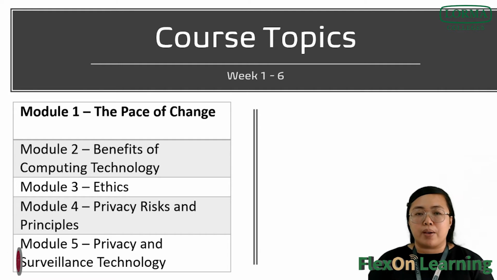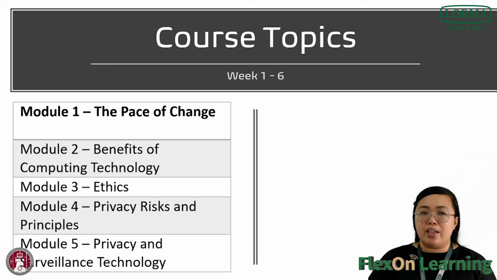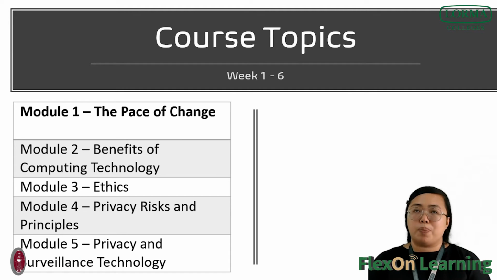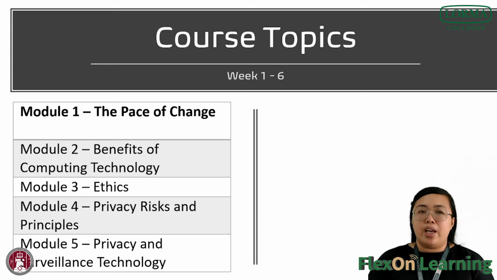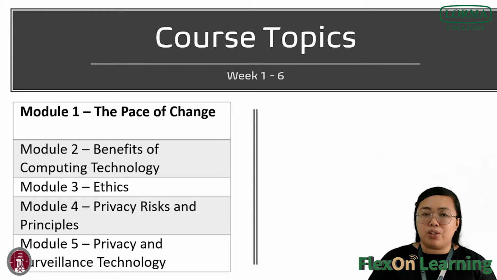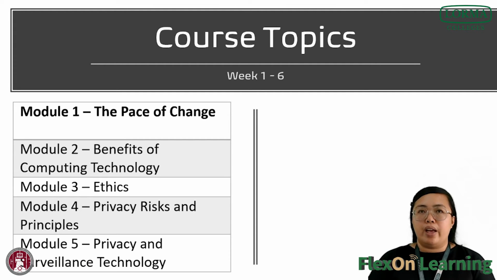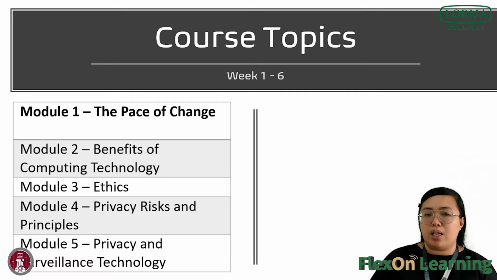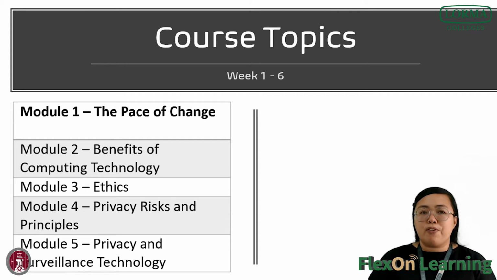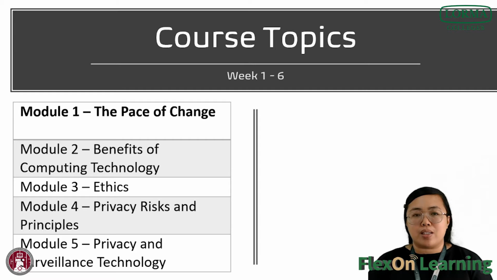So I have here also the course topics that you will be expecting for the 18 weeks of our first semester. Our 18 weeks are divided into three parts: week 1 to 6, which contains your prelim discussions, then week 7 to 12, which is your midterms, and then week 13 to 18, which is your finals. So for week 1 to 6, we will be discussing the following.